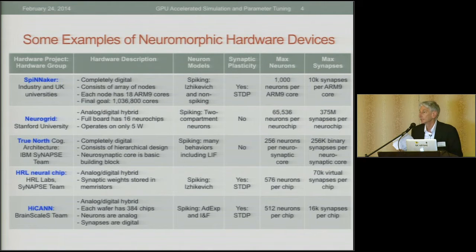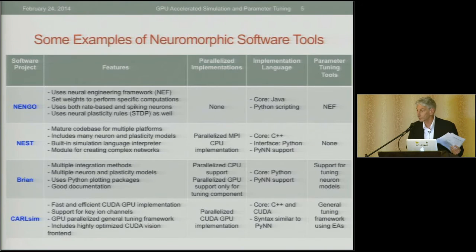They're using a similar address event representation, as I said before. And similarly, this is by no means an exhaustive list, but there's a bunch of neuromorphic tools out there that we've talked about so far. And the one I'm going to talk about, of course, is my own, which is CARLsim.